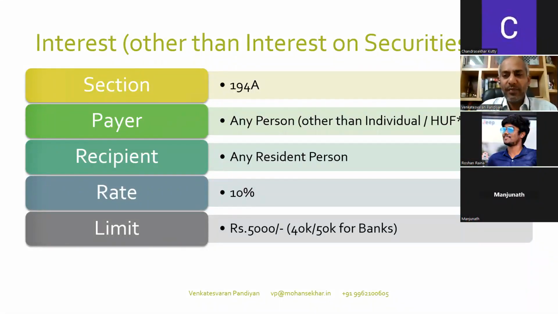In the case of a bank, it will be 40,000 or 50,000, based on whether you are a senior citizen or not, which we will not be talking about, because we do not have any bank as a participant in this. So consider that for anybody other than a person carrying on the business of banking, the limit is 5,000. On any interest paid above 5,000 rupees, you have to deduct TDS at 10%.